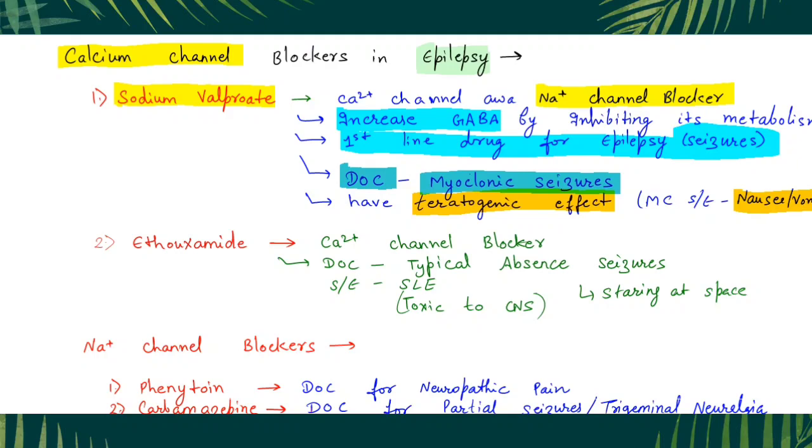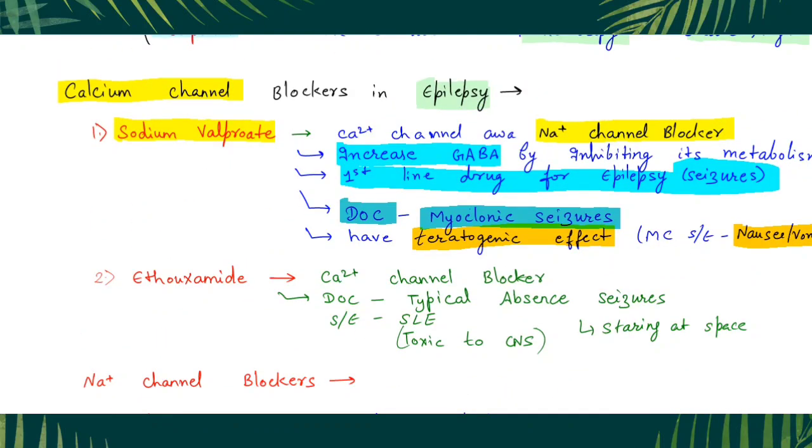Next drug is the calcium channel blocker ethosuximide. It is the drug of choice in case of typical absence seizures. You don't need to remember here whether typical or atypical. Just remember, ethosuximide is the only drug for absence seizure. For Krok, if you don't want to know much more about absence seizure, just remember ethosuximide.